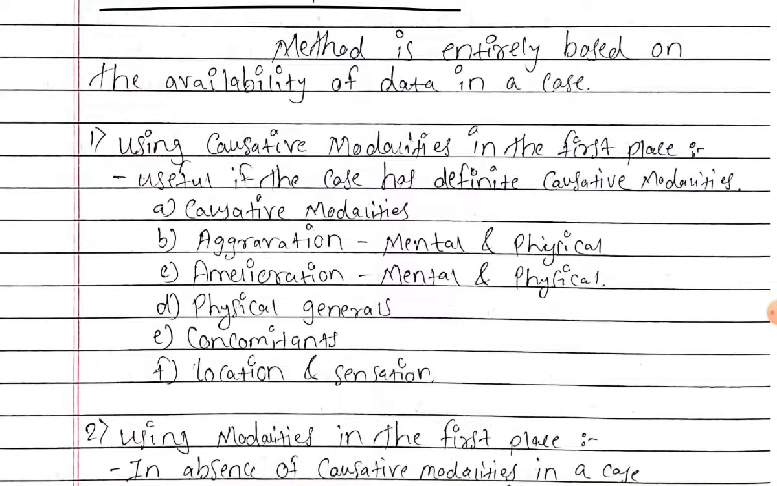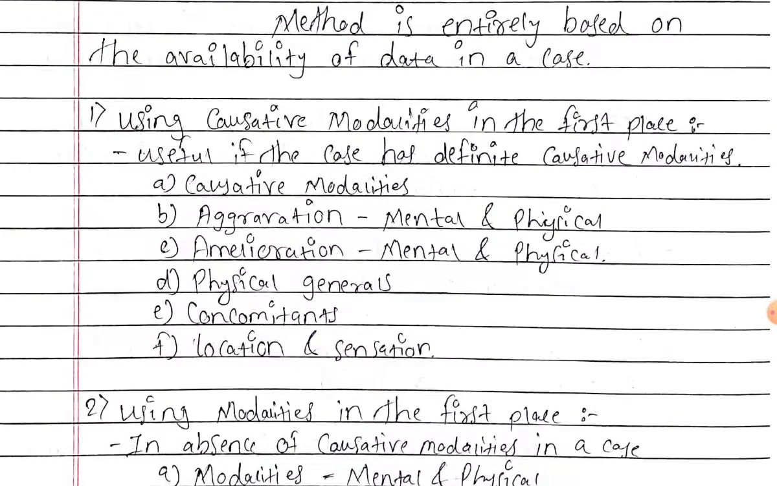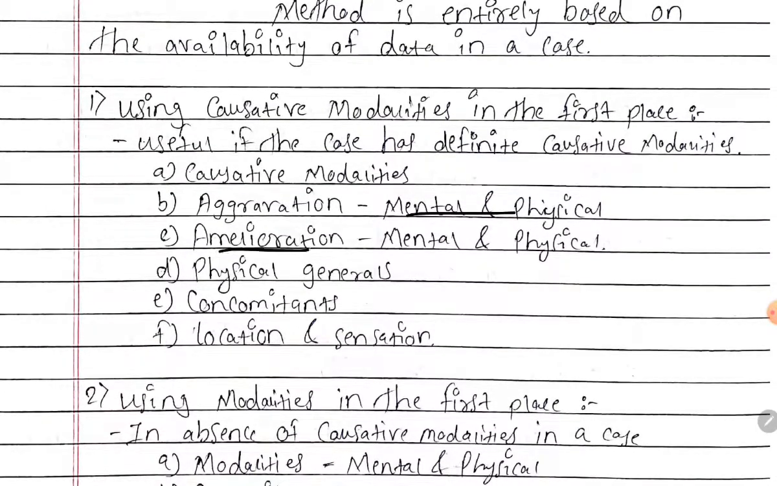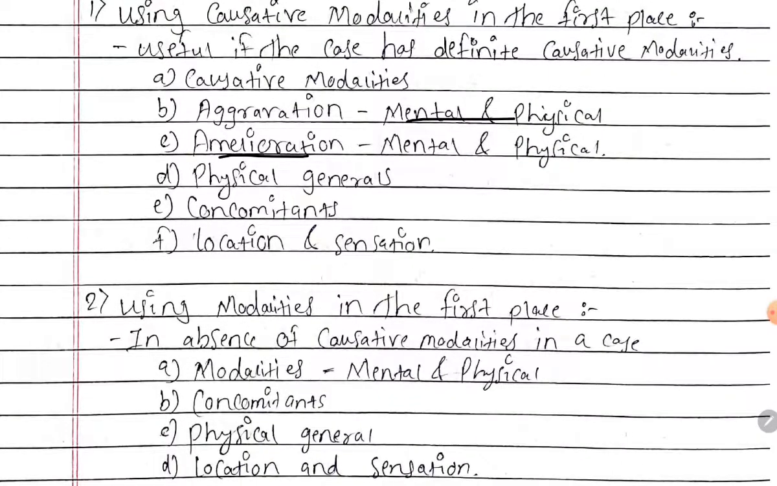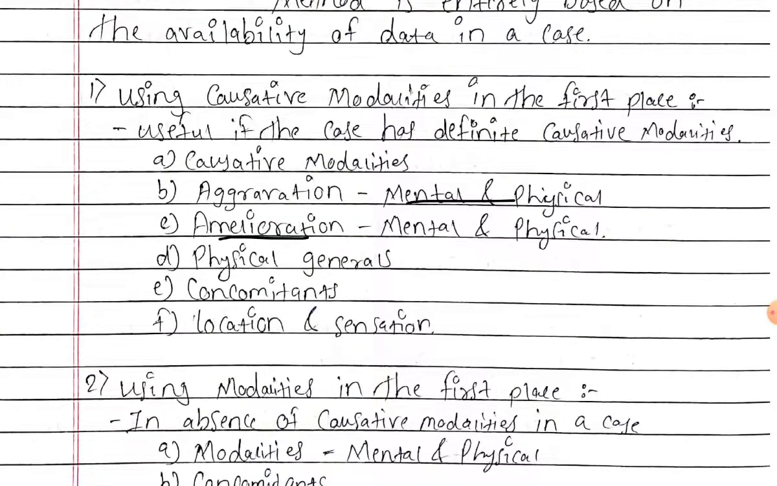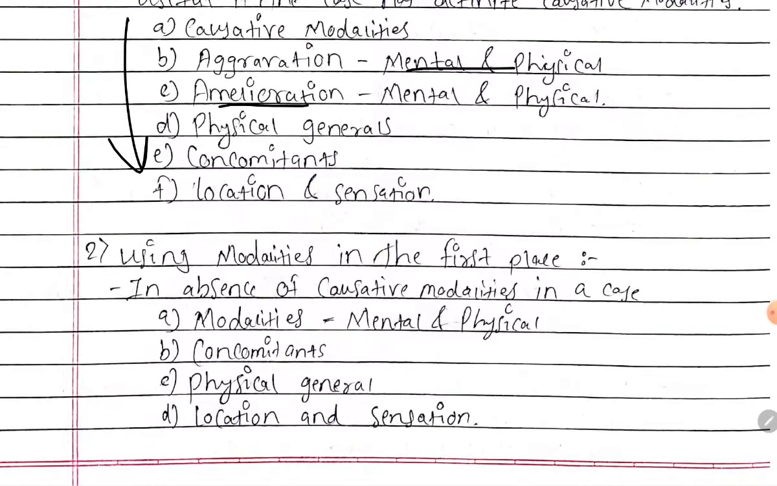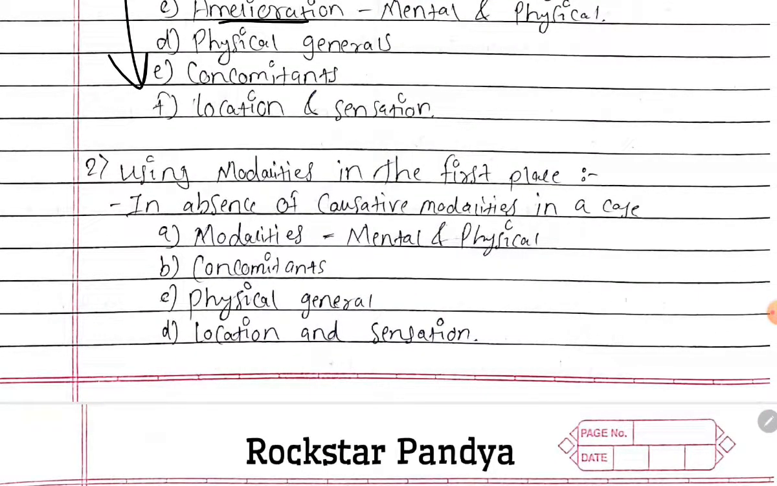Now causative modalities is again a type of ailments from. So the causative modalities: aggravation, mental and physical; amelioration, mental and physical; physical generals, concomitants, location and sensation. So this is the order to be followed. Using modalities in the first place.